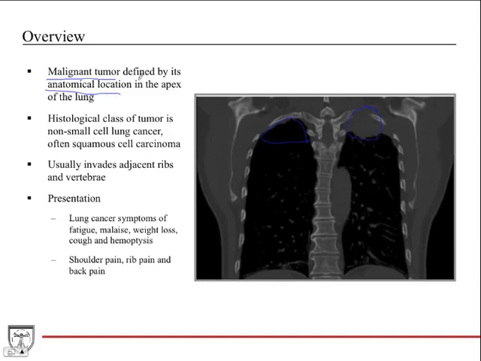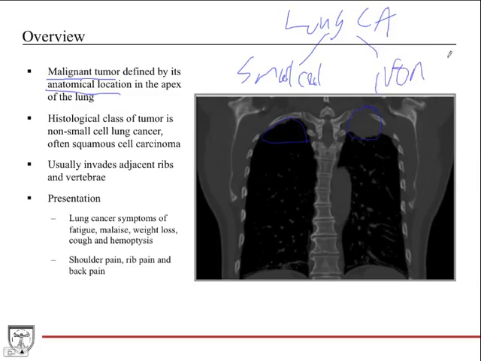Now, if you get asked about the histology of a Pancoast tumor, if you remember for lung cancer, there's two types. There's small cell and then non-small cell, okay? This is a non-small cell lung cancer, and it's often squamous cell carcinoma.